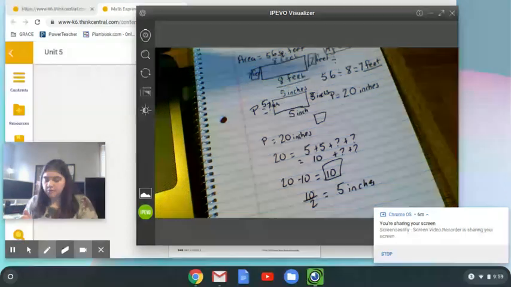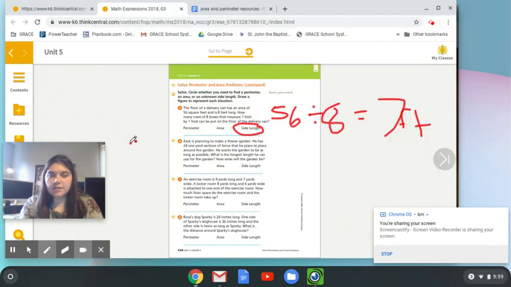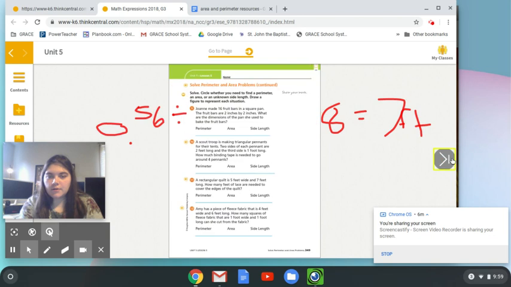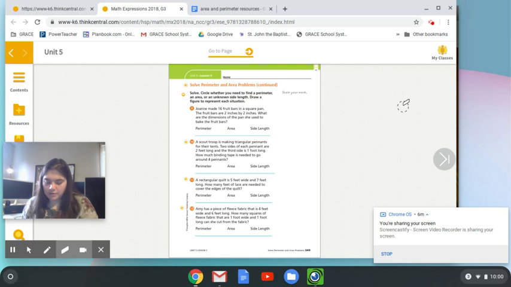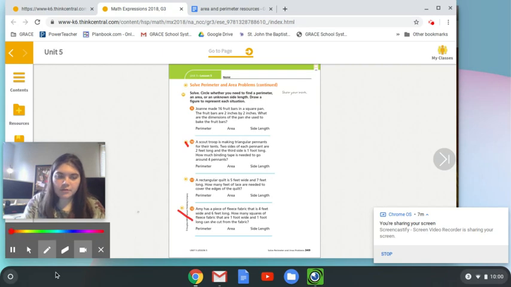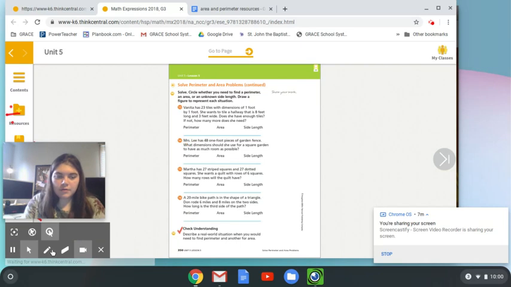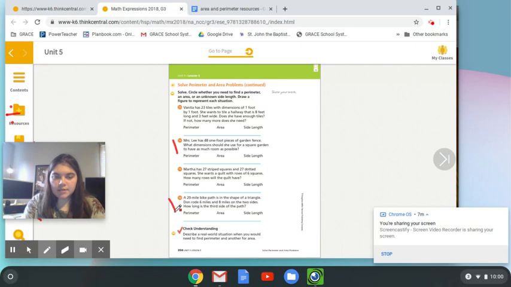Let's take a look at what I want you to do in your book today, which is, let's go back over here and erase this. So I would like you to do pages 349 and 350, but not all of them. You are only going to do the evens, starting on page 349. So that's going to be numbers 10, 12, 14, and 16. Sometimes you're going to be solving for the perimeter, sometimes the area, sometimes the side length.